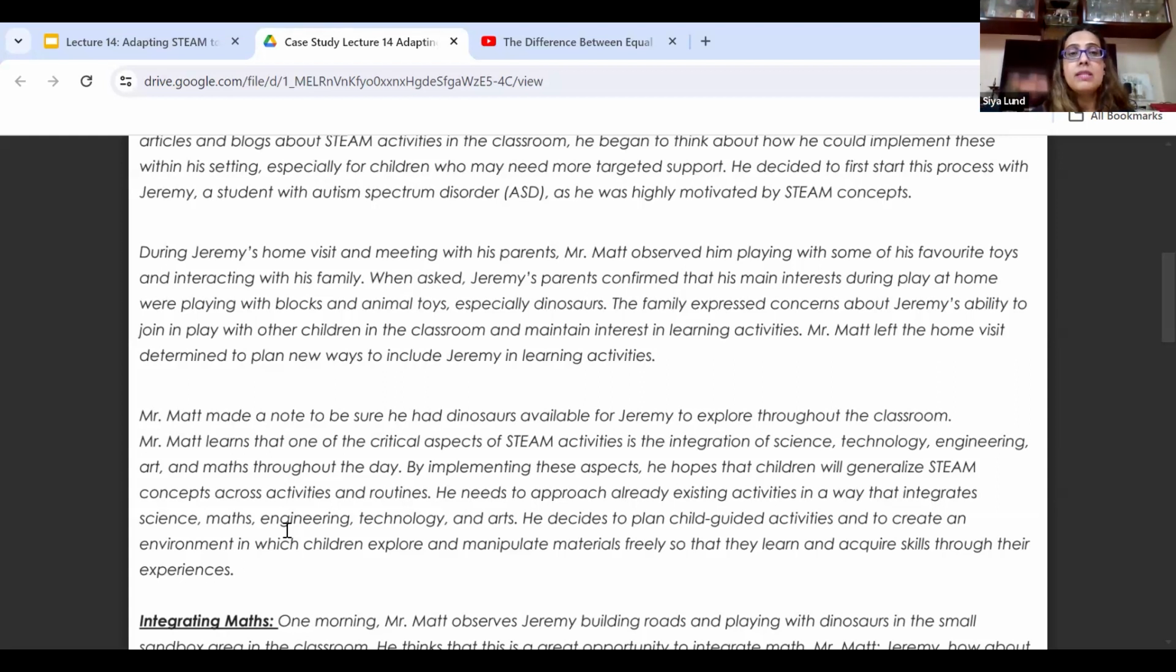Okay, and Mr. Matt learns that one of the critical aspects of STEAM is integrating science, technology, engineering, art, and maths throughout the day. By implementing these aspects, he hopes that children will generalize STEAM concepts across activities and routines. He needs to approach already existing activities in a way that integrates science, maths, engineering, technology, and arts. So he decides to plan child-guided activities and to create an environment in which children explore and manipulate materials freely so that they learn and acquire skills through their experiences.